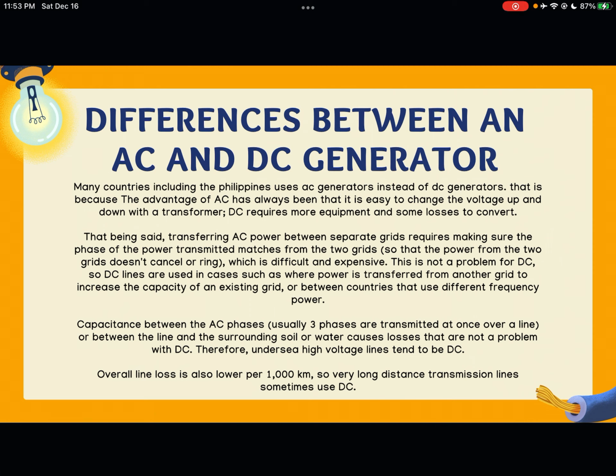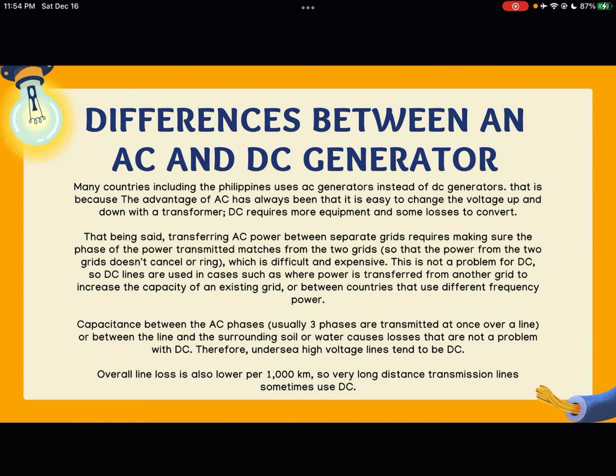So DC lines are used in cases such as where power is transferred from another grid to increase capacity of an existing grid. So you don't have to rechange the grid. Or between countries that use different frequency power. You know, countries, they don't just export and import. Sometimes they sell water and electricity. DC generators is what they use to sell electricity to another country. Because you don't have to worry about the grids, you can send your power directly through it. So they use DC generators to send power from, let's say, Yugoslavia to Albania. That might not be true, but those two countries connected together might be true.